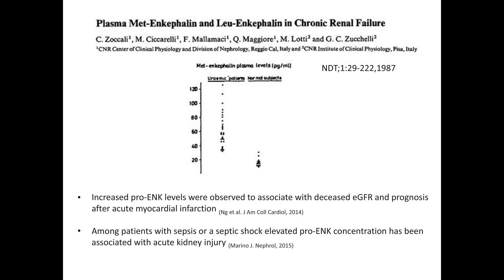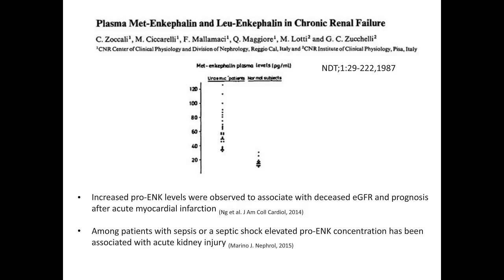Coming back to proenkephalin, Dr. Maisel gave you an excellent overview of why this peptide is interesting in relation to renal damage and renal disease. And I have cited some of the studies that were previously mentioned in critically ill patients, post MI or during sepsis or septic shock, that proenkephalin is an excellent marker to predict acute kidney injury.